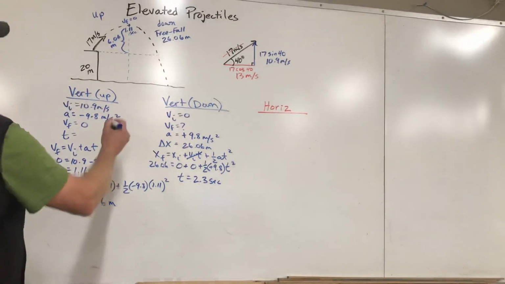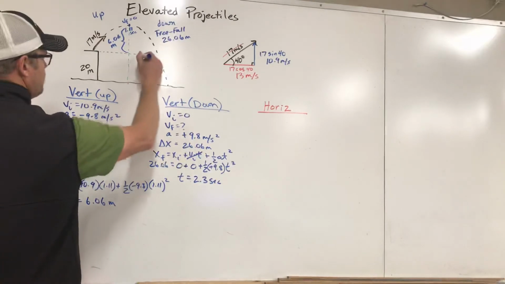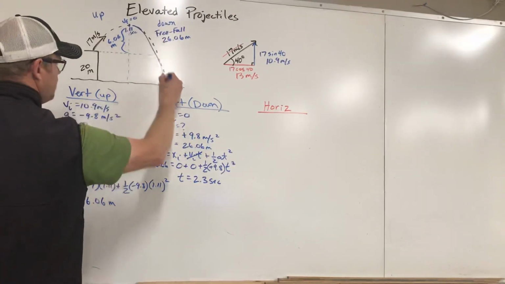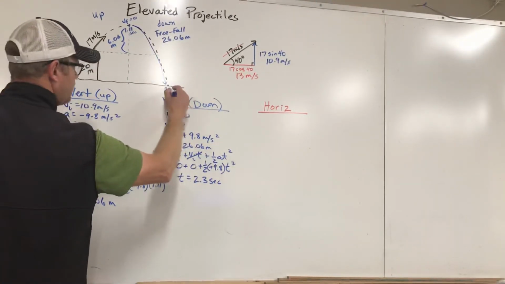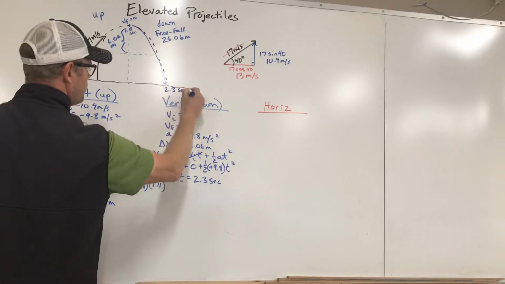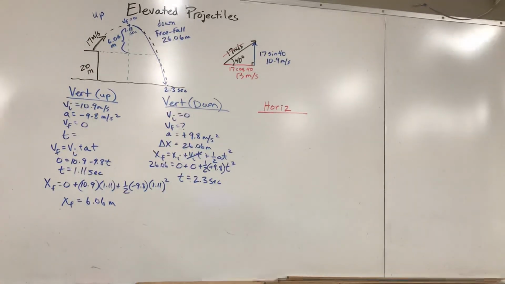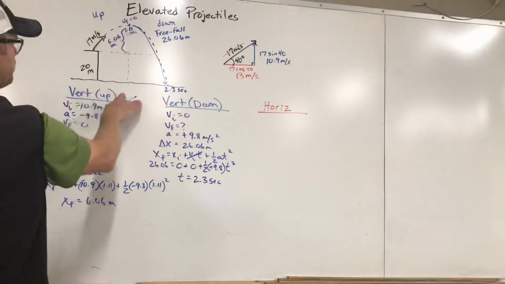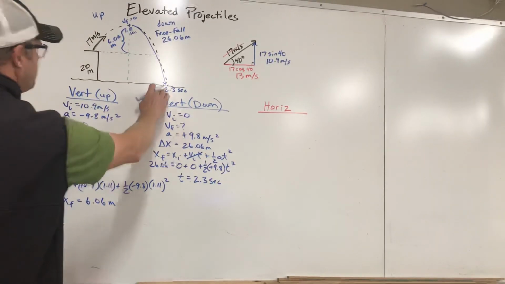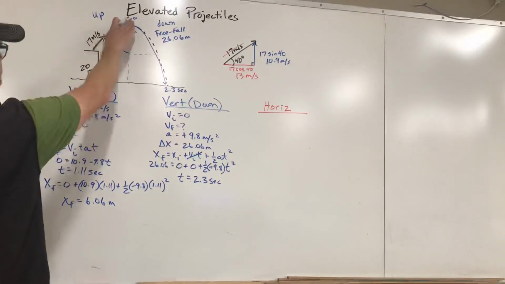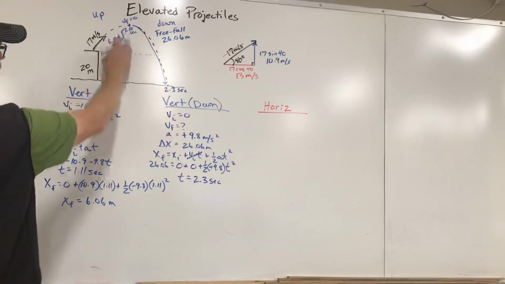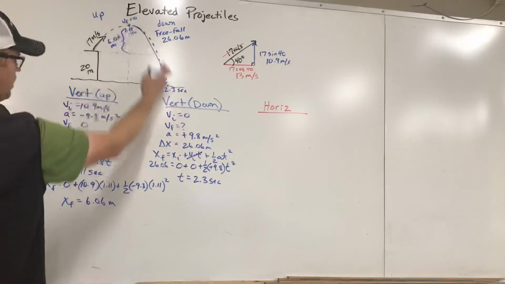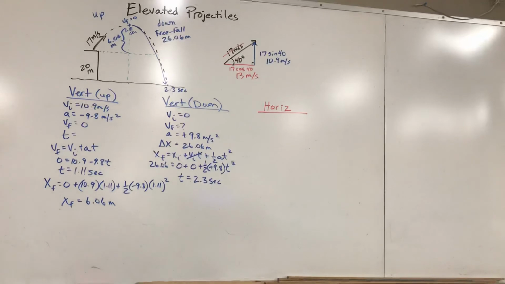That's this part right here. So from here all the way to here, 2.3 seconds. I know how far it dropped, 26 meters. I know it took 2.3 seconds to do it. Kind of makes sense. It's only going up 6 meters, so it's going to take barely over a second. This is going to take almost 2.5 seconds because it's going a lot further down on the other side.